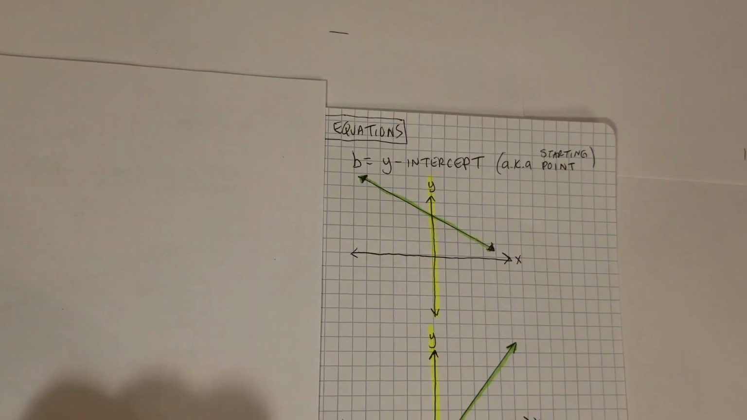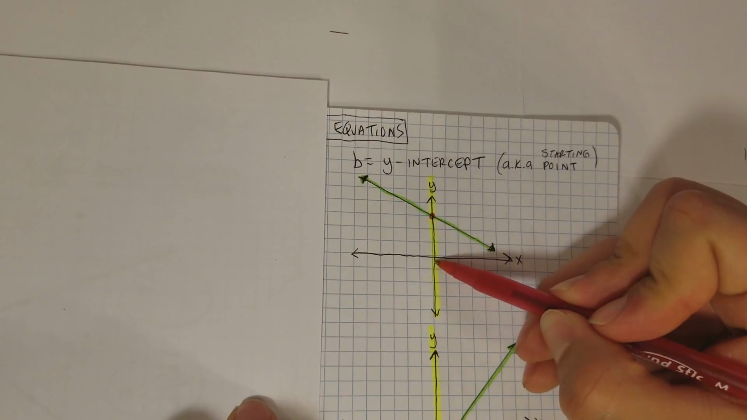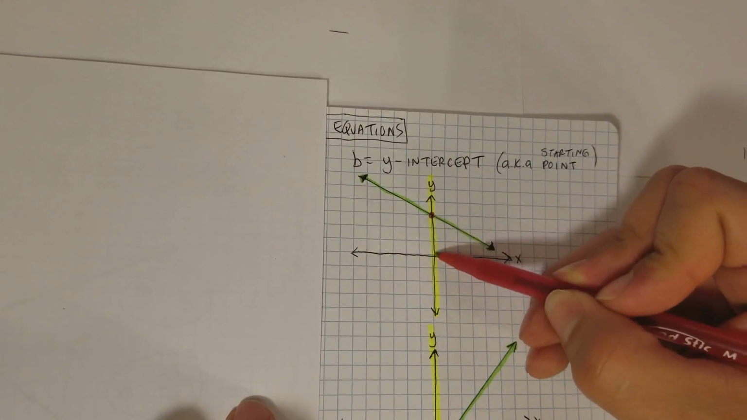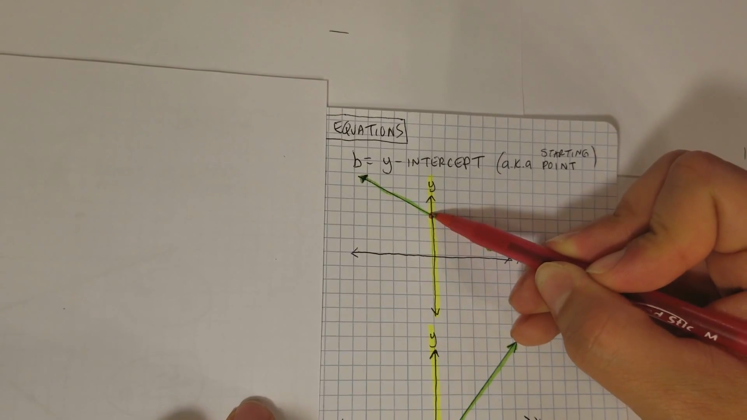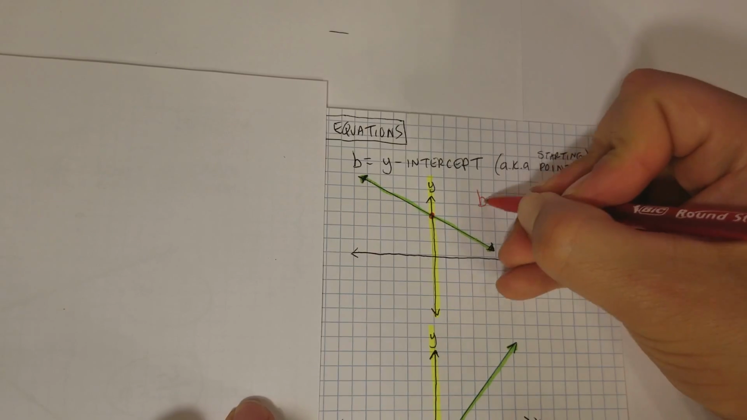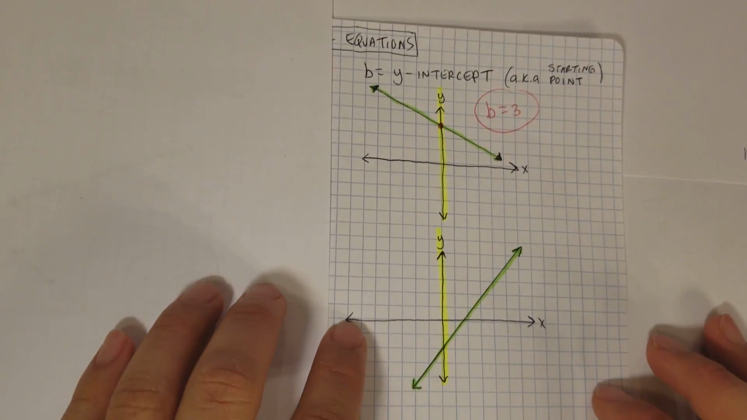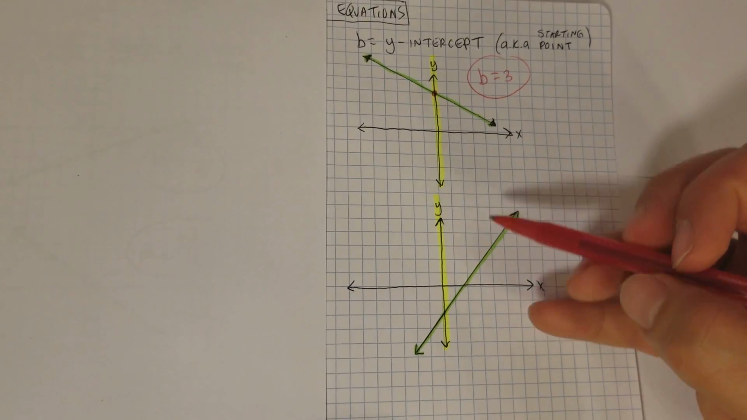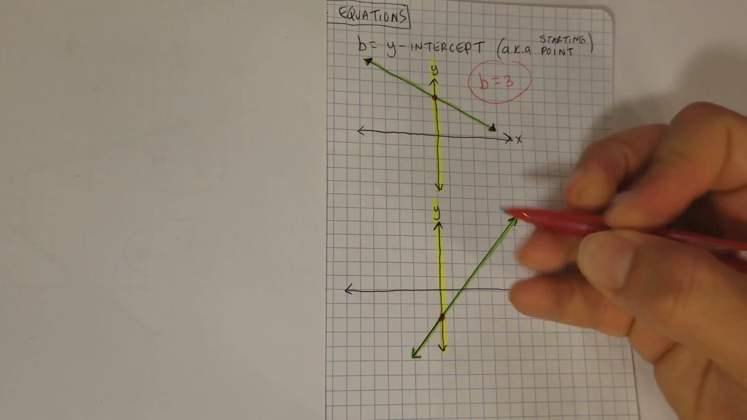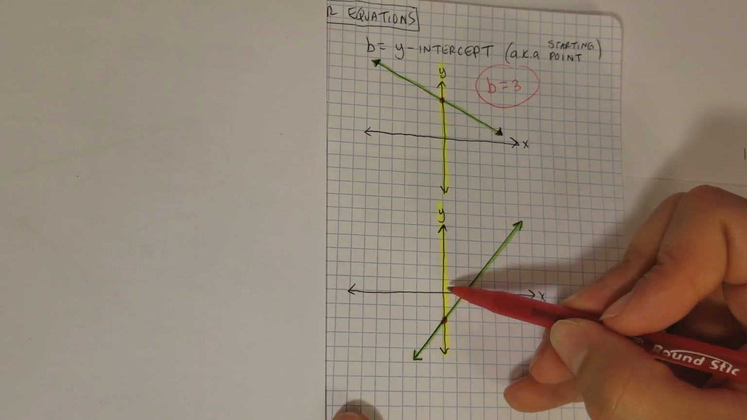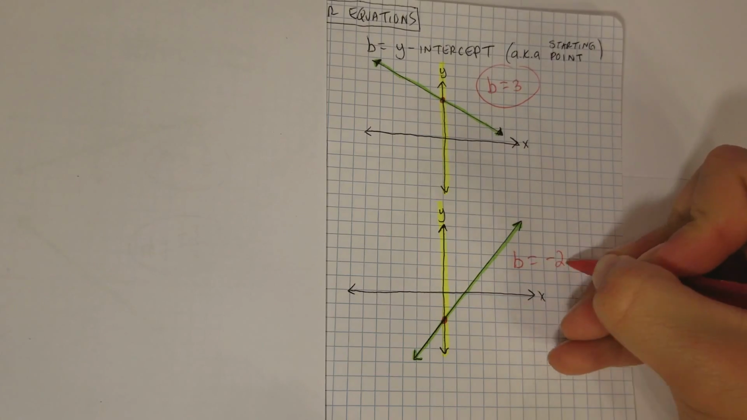For the first example, we can see that the line is crossing here. If we count from the origin to where the line touches, it's up 1, 2, 3. So the y-intercept, or b, is equal to 3. Okay, let's do it again for the next one. We're trying to figure out where this line crosses the y-axis. It crosses here, which is down 2 from the origin, so b is equal to negative 2.